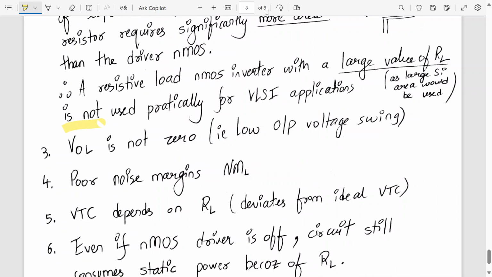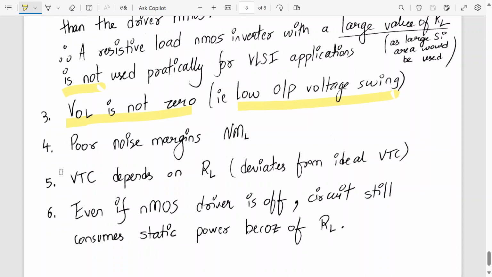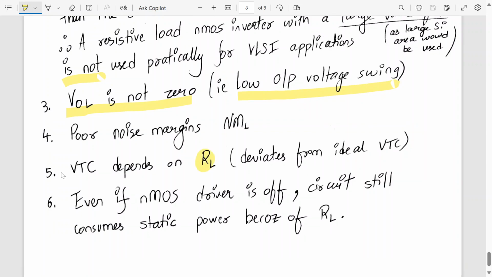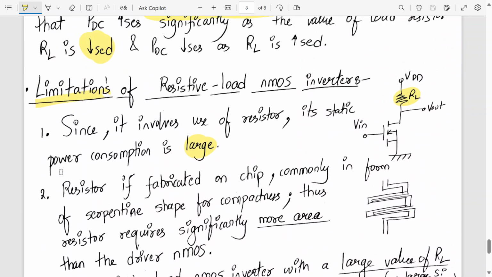Another disadvantage of resistive load is that VOL is never equal to 0. So we have a low voltage output swing always present. We have a poor noise margin. From the examples we have seen, we got 0.993 something. So there is a mismatch between the low noise margin and the higher noise margin. And the VTC curve is also heavily dependent upon RL. Also, even if the NMOS driver is off, the circuit still consumes some power because of the resistor. So that's again a negative drawback. So these are all the limitations of why we do not go for a resistive load NMOS inverter.